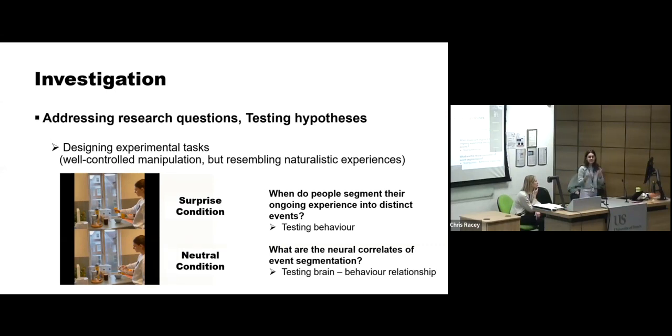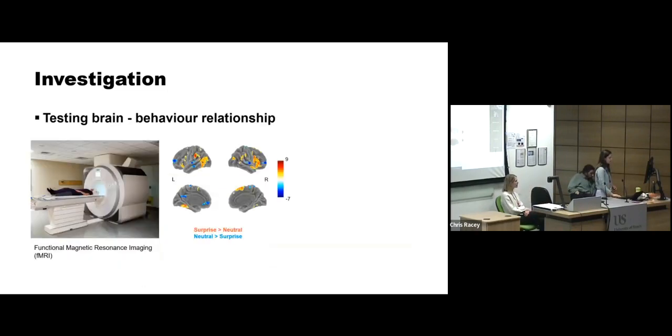So is it the case that every time something unexpected happens, people perceive that there was a change in events? So that is a behavioral question, but we also wanted to test what are the neural correlates of perceiving that events change. So in my experiment, I used fMRI to test the brain behavioral relationship.